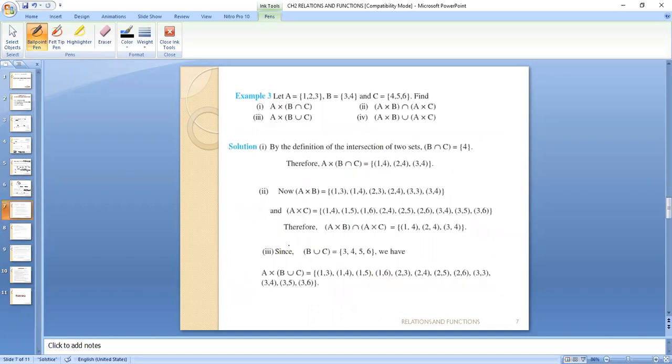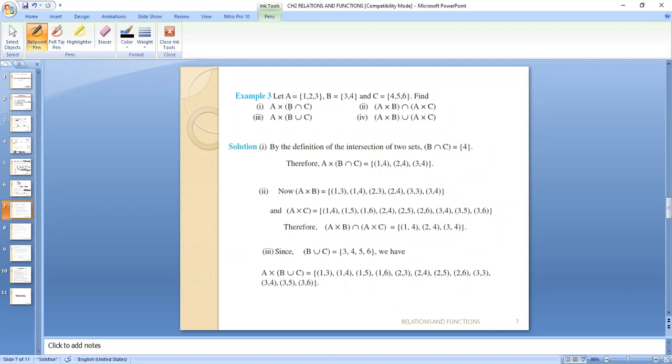Then next, again we have to do the calculations. The questions are easy otherwise. The set A has the elements 1, 2, 3, the set B has the elements 3, 4, and the set C has the elements 4, 5, 6. We have to find A cross (B intersection C). Now we are using sets and also intersection. The very first thing, we will find the intersection B intersection C.